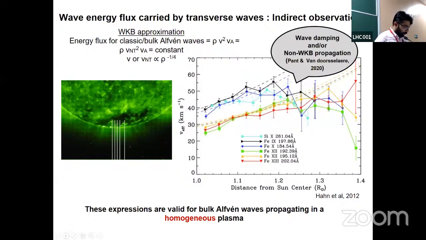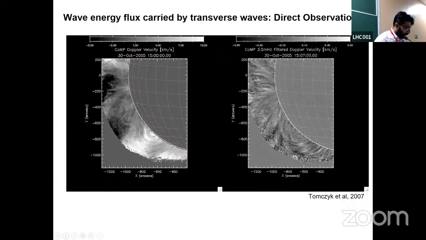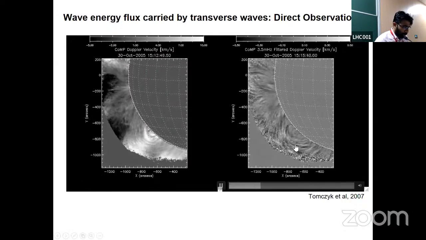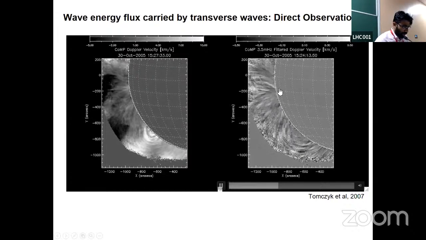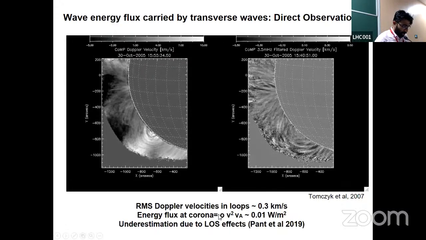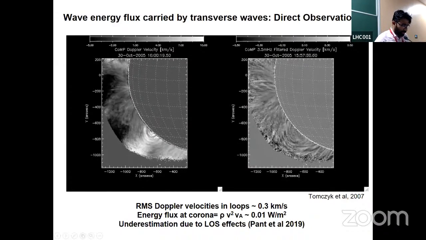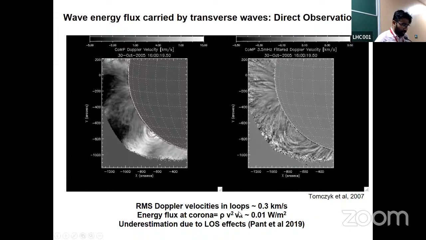But in any case, these expressions, whatever I have mentioned here, are valid for homogeneous plasma, and this is important. Now the question is, do we get homogeneous plasma in the solar atmosphere or not? That was from the indirect observation. From direct observation, it is very easy. What we can see here are the Doppler velocity shifts moving upward in coronal loops and in the solar atmosphere, and they are present everywhere. Right? And then again, one uses this simple formulation, like rho v square into VA. This is the expression for energy flux, and that turns out to be quite small because of the line of sight effect. But in any case, people are using these formulations here, again assuming that the medium is homogeneous, but indeed it is not homogeneous if you just look at this movie, because there is a lot of structuring already there.